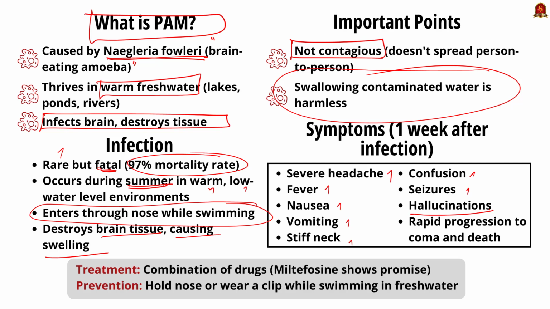Now look at the treatment. See, the treatment includes a combination of drugs. The drug miltefosine has shown efficacy in killing the Naegleria fowleri in laboratory settings and has been used successfully in the treatment of some survivors. So, precautionary measures like avoiding common water bodies like ponds and lakes can be helpful.